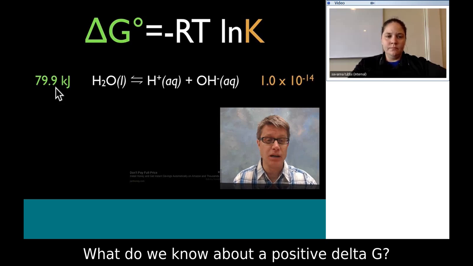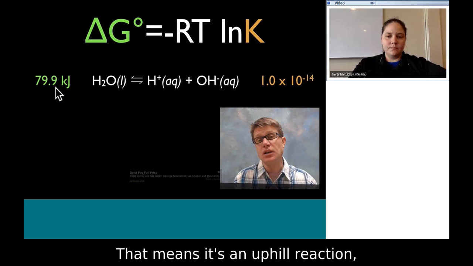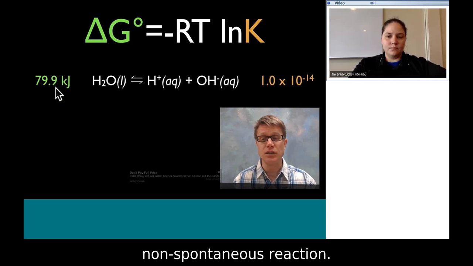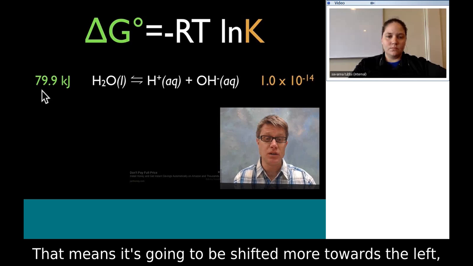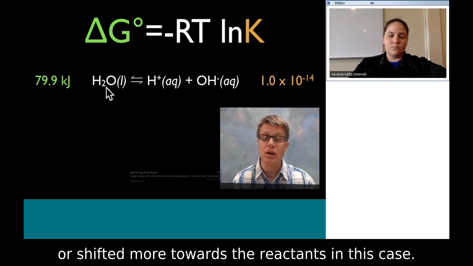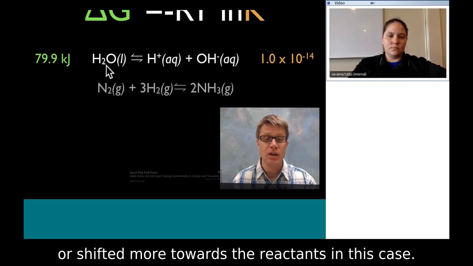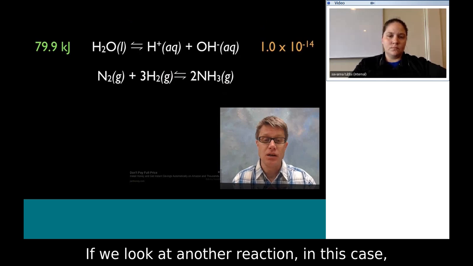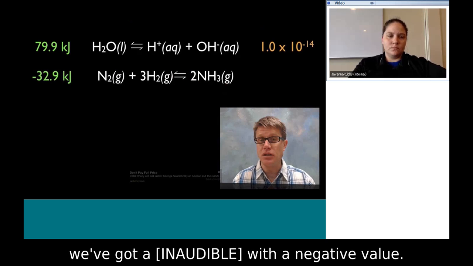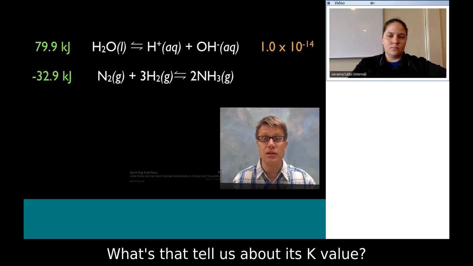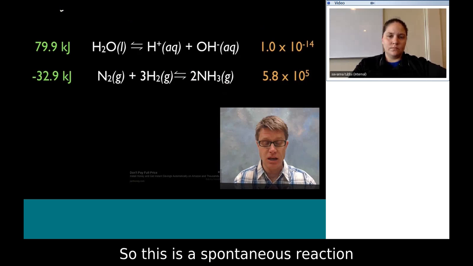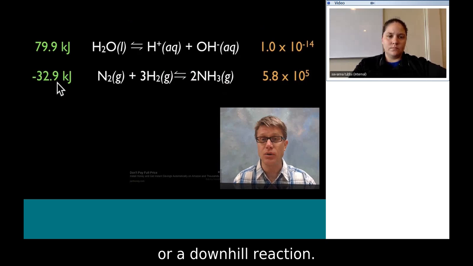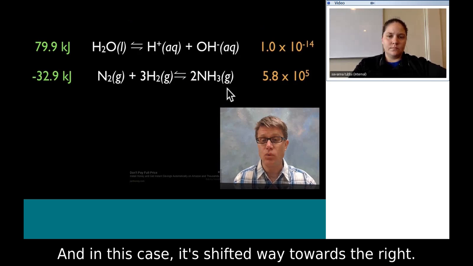What do we know about a positive delta G? That means it's an uphill reaction, a non-spontaneous reaction. What do we know about a really small K value? That means it's going to be shifted more towards the left, or shifted more towards the reactants in this case. If we look at another reaction, in this case, we've got a delta G that's a negative value. What's that tell us about its K value? That's going to be a positive value. So this is a spontaneous reaction, or a downhill reaction, and in this case, it's shifted way towards the right.